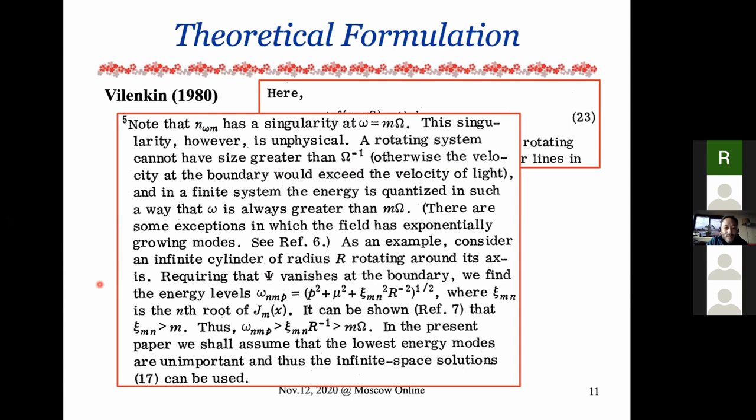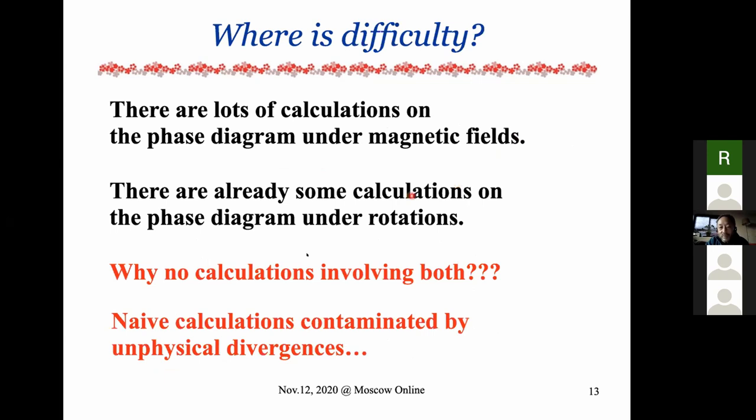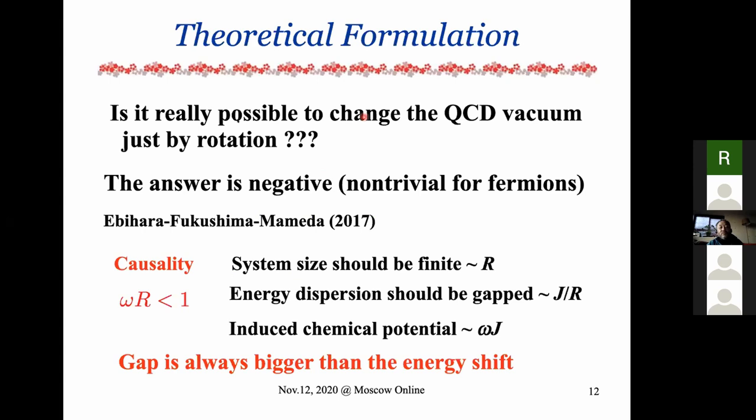So the bottom line is that if you rotate the QCD vacuum or QCD matter, only the rotation cannot change the vacuum structure. So you cannot form a new condensate only by the rotation. And that is very clear for the bosonic case. But what about the fermionic case?